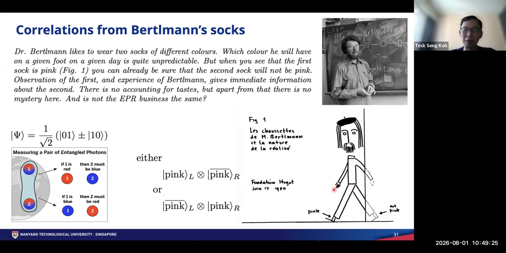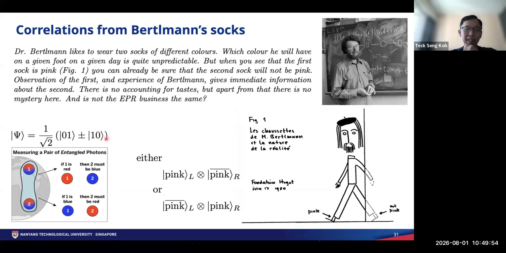So if he goes around a wall corner, and one foot steps out, if you see that this is a pink sock on his foot, the other sock is not pink. Okay, so there will be a correlation. Okay, if you see not pink, the other one is pink. Okay, if you see a certain color, the other one is not that color.